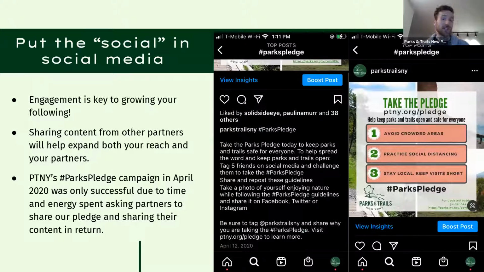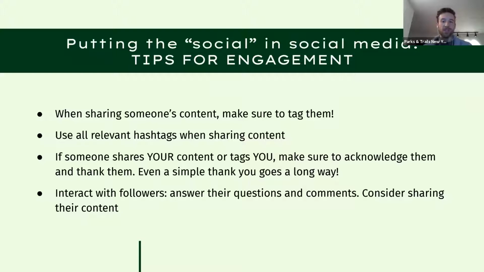So we reached out to agencies like New York State Parks and DEC, but we also directly reached out to friends groups, the Adirondack Council, Catskill Mountain Club, and some others as well. We agreed in turn to share content from our partners' accounts, and as a result, we were able to greatly expand the reach of all the organizations that were engaged in that campaign. It really is a win-win situation that brings more followers to your page and encourages other pages to share your content in the future. A few other tips regarding engagement.